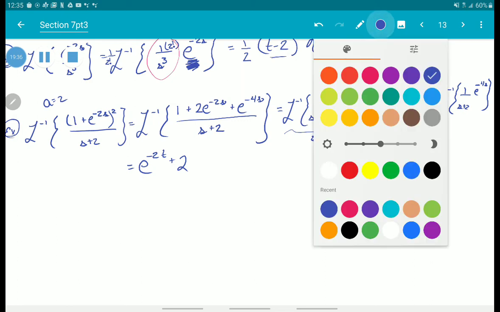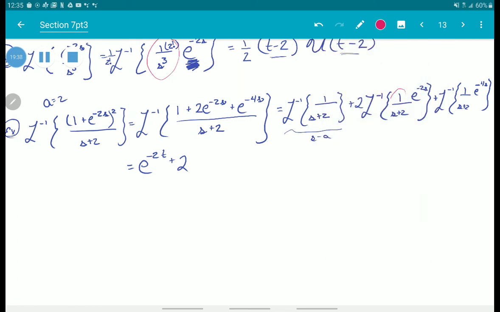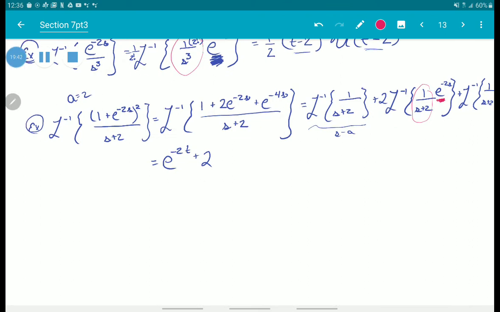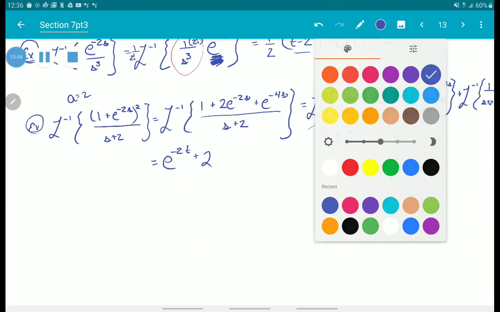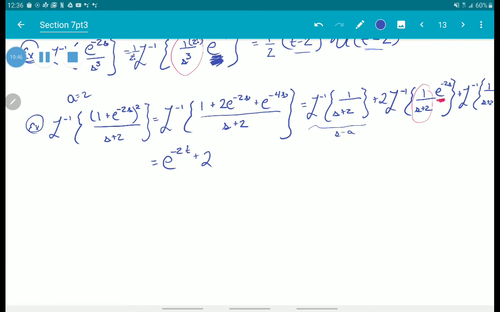This guy, we really have to focus on this piece first. This just means it's going to be multiplied by the unit step function. So that piece is also going to be e to the negative 2t. But we can't just put t in. We have to put t minus a in. And in this case, our a is a negative 2.